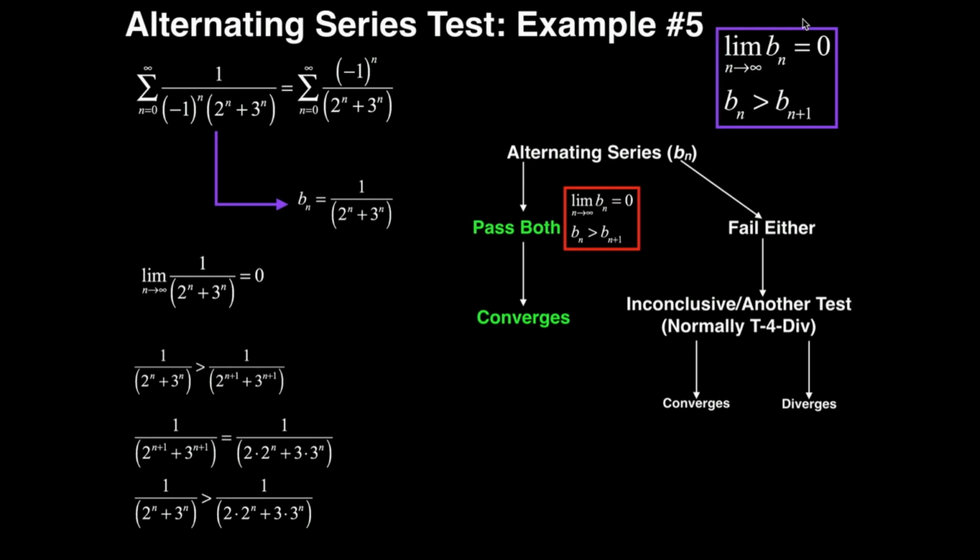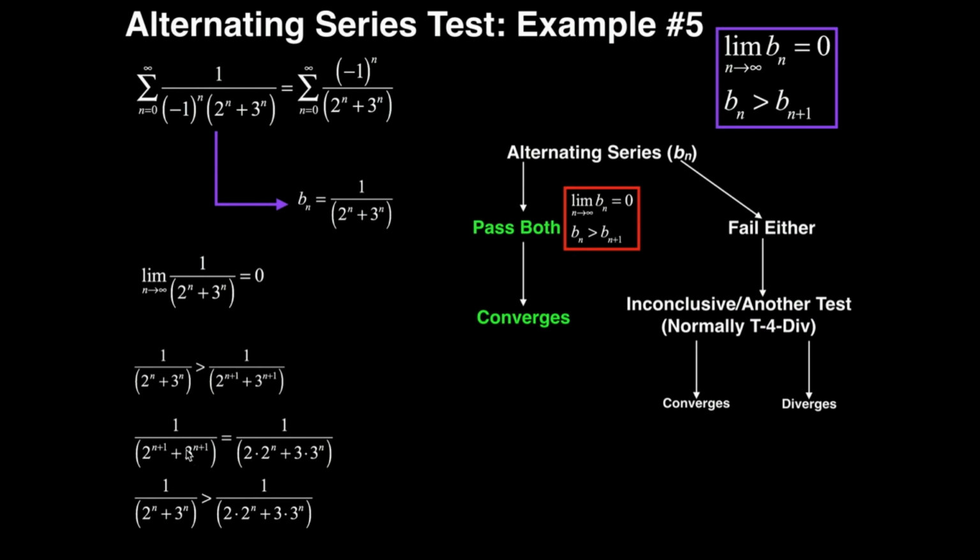Let's go to the second one and see if this is in fact a decreasing function. Alright, so we have here our b sub n, 1 over 2 to the n plus 3 to the n. We would need to prove that that's bigger than our b sub n plus 1, which would just be 1 over 2 to the n plus 1 plus 3 to the n plus 1. Alright, let's look and see what this term is actually equal to.